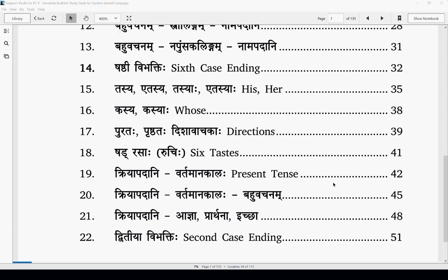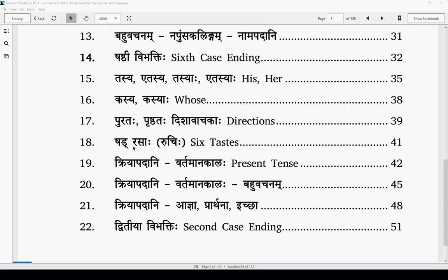Bhavataha purataha kim asti, bhavatyaha purataha, sangha duravani asti. Tasyaha purataha pustakam asti. So when we use purataha, prushtataha, the nama pada will get the shashti bhakti, right? Like mama purataha, mama prushtataha. Mama prushtataha kim asti? Dwaram asti, the door. Shadrasaha, ruchihi, six tastes.